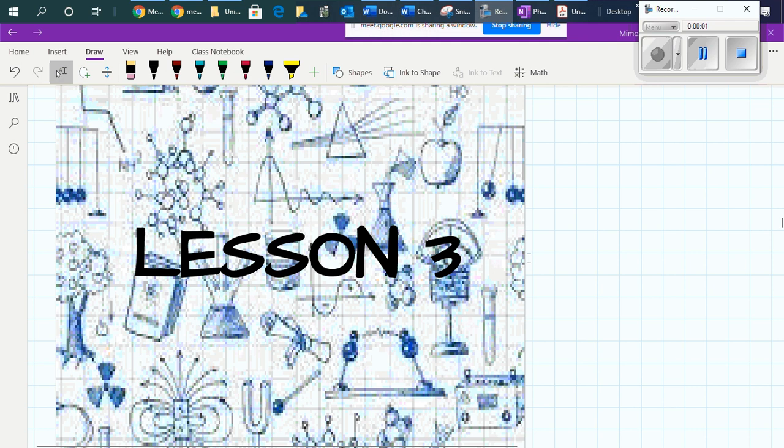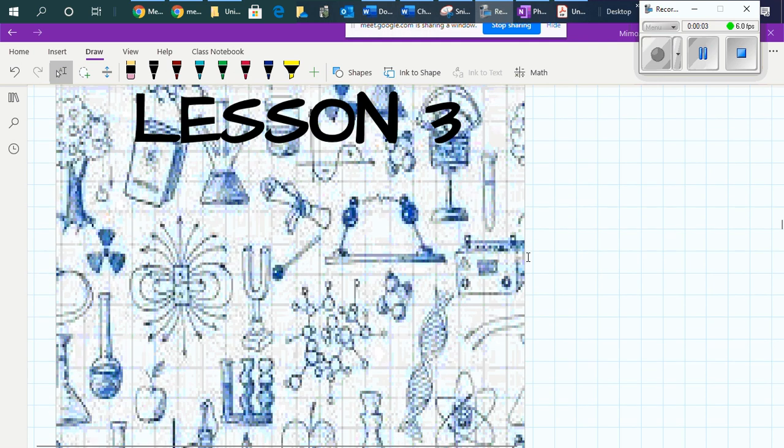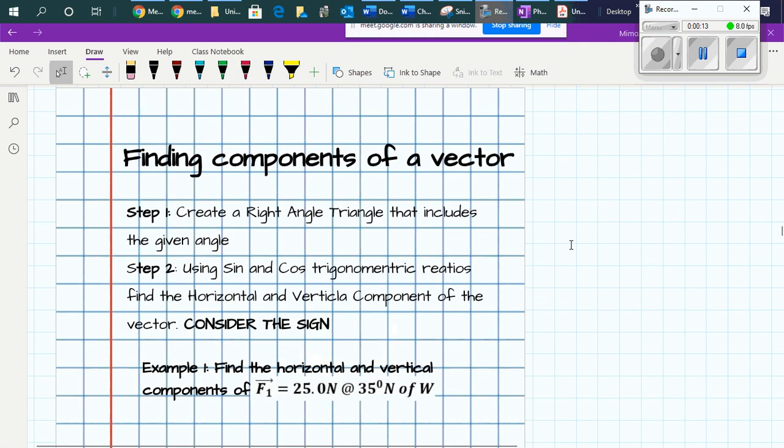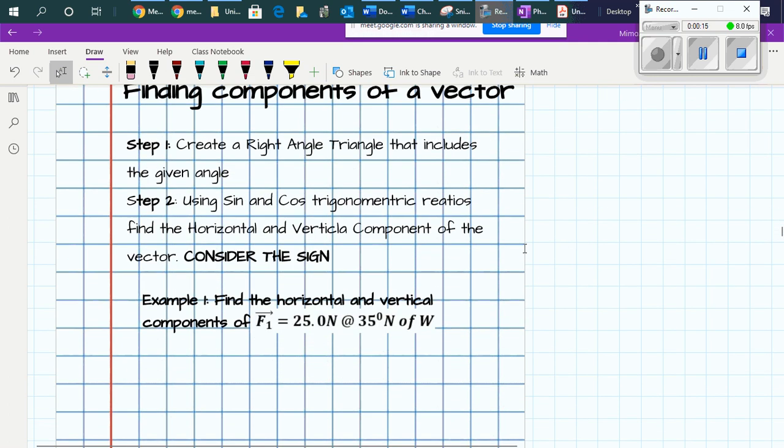We will start with lesson 3. And lesson 3 is focused on finding the components of a vector. In order to find the components of a vector, we will follow two little steps.